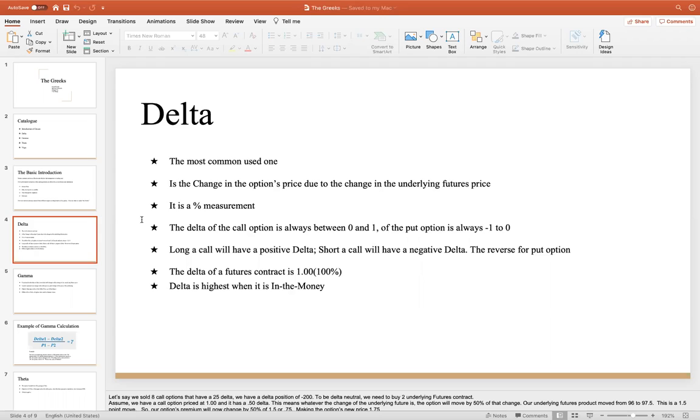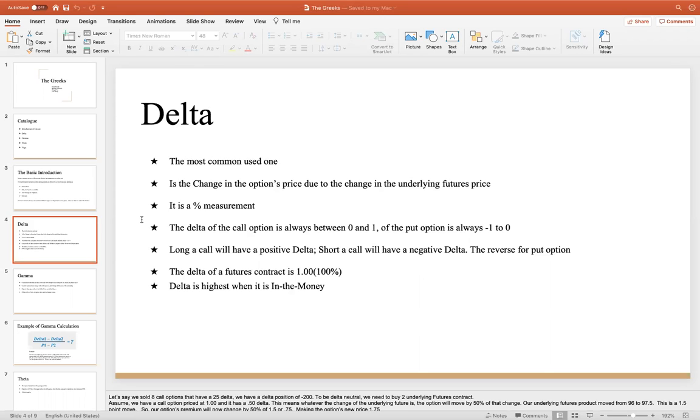So let's say we sold 8 call options that each of them has a delta of 25. We have a delta position of -200. To be delta neutral, we need to buy 2 underlying futures contracts.